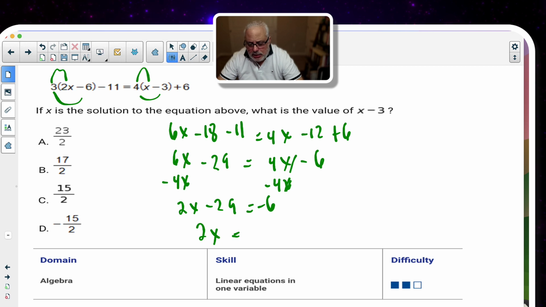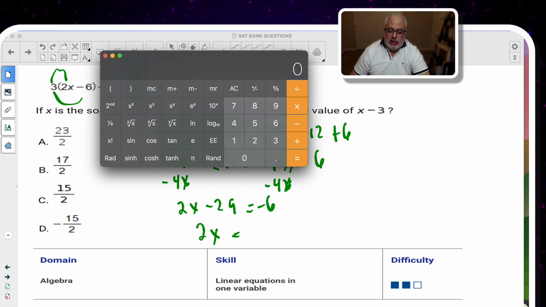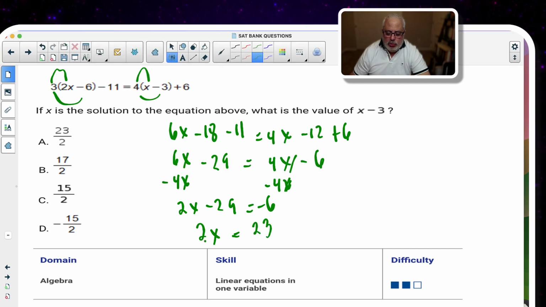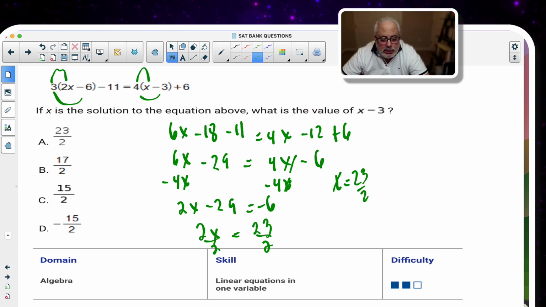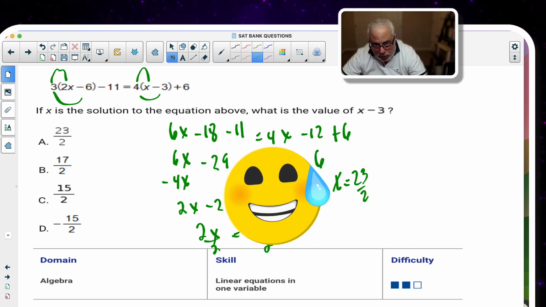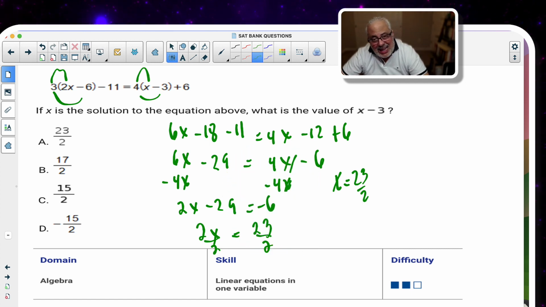We add 29. So let me use a calculator right here, just in case. I have negative 6 plus 29, because 29 is subtracting, so you do the opposite. You do addition. So the answer is 23. And then we divide by 2. So the x value is 23 divided by 2. That's not the answer. And look at that, they misled you with one of the choices. They said here 23 over 2. Okay, but it's not the question.